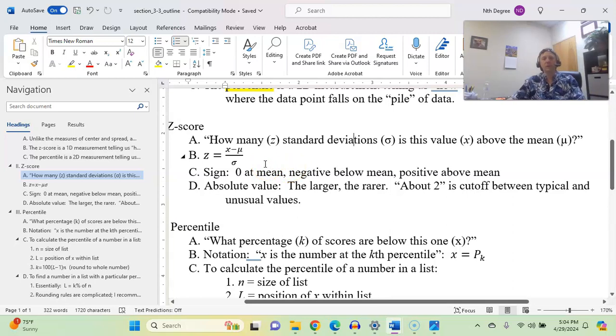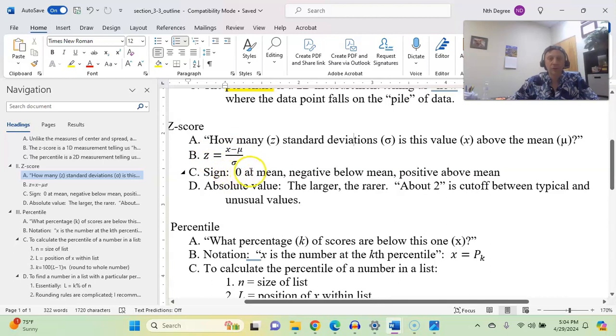Because the z-score, again, answers how far above the mean is this value. And we do that by subtracting x minus mu. But then we continue the question by saying, when it's measured in units of the standard deviation. And that's why we divide that difference by the standard deviation. All right, so that gives us a z-score.